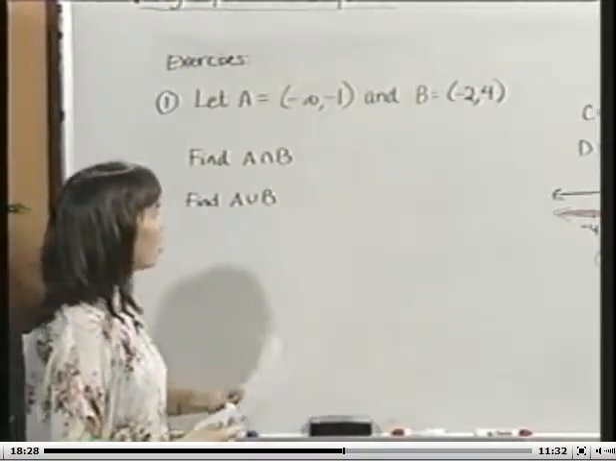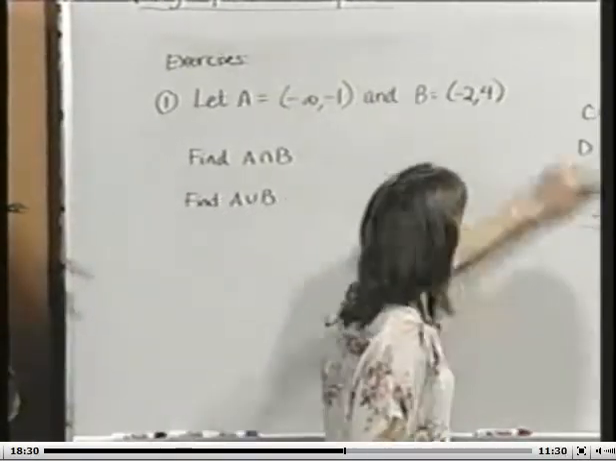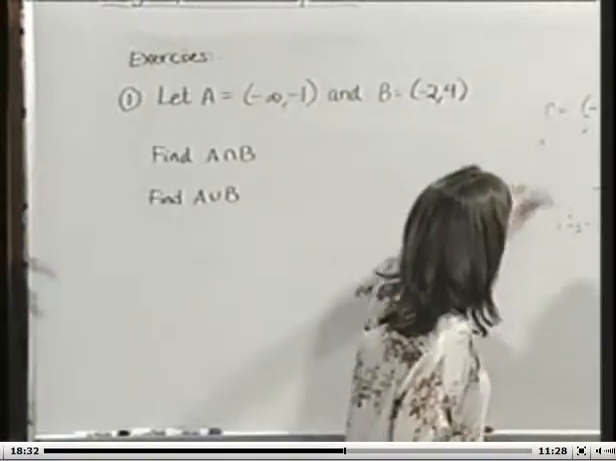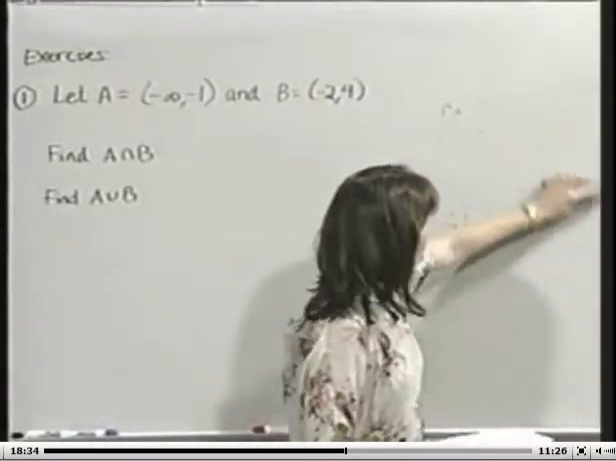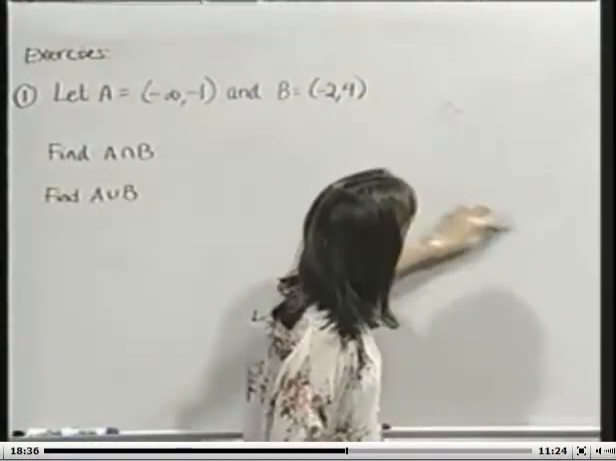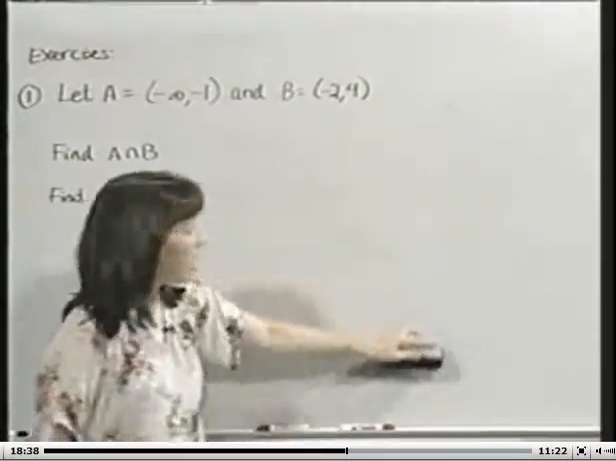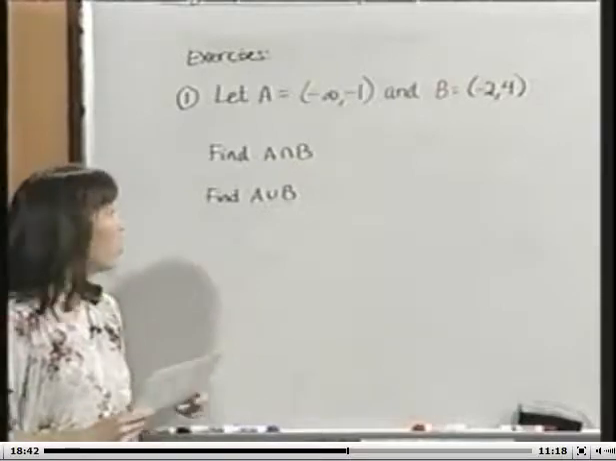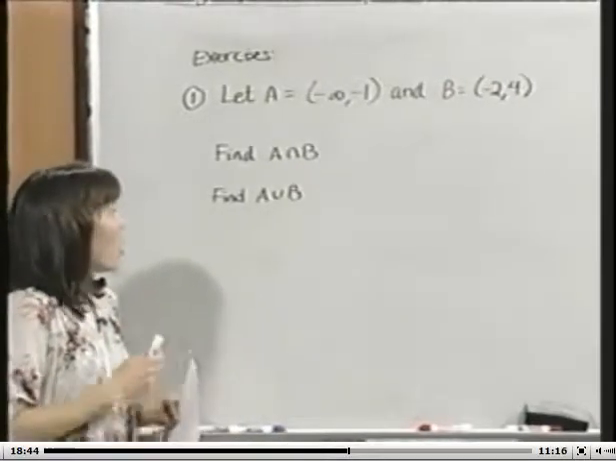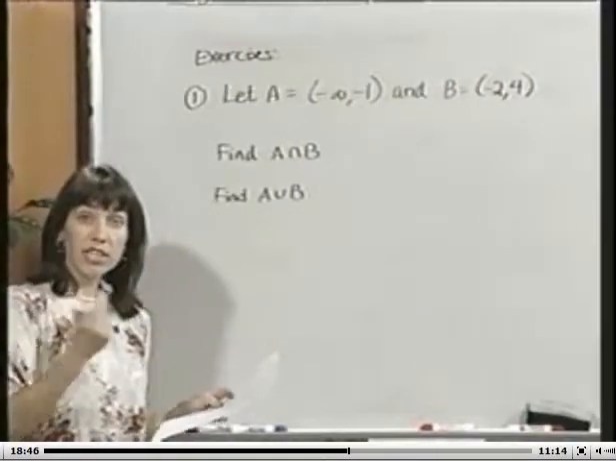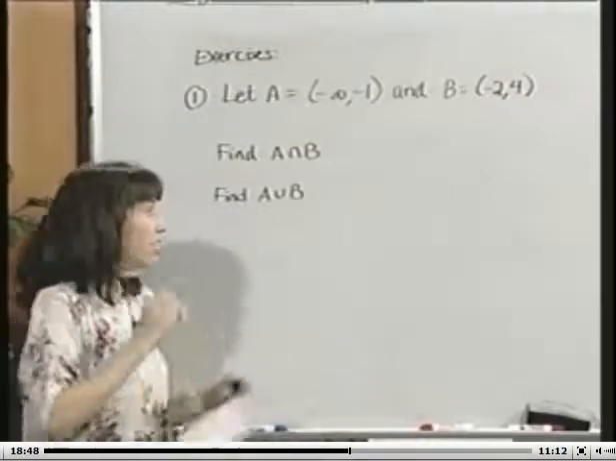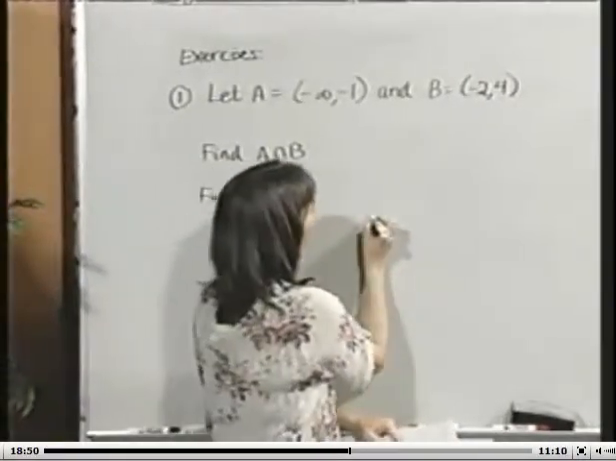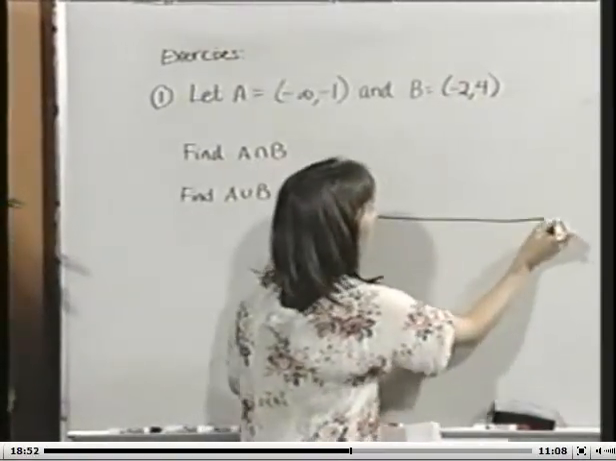So I'll leave that there. I'll let you start to work at that while I erase these over here. But again, we've got negative infinity to negative 1 as our first set, and then negative 2 to 4 as our second set. And we're going to find A intersect B and A union B. The first thing you probably want to do is put each of these intervals on the number line itself or above the number line so we can at least look at it and compare. So here we go.